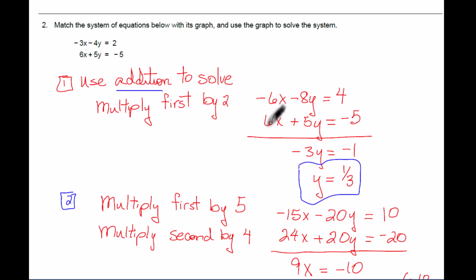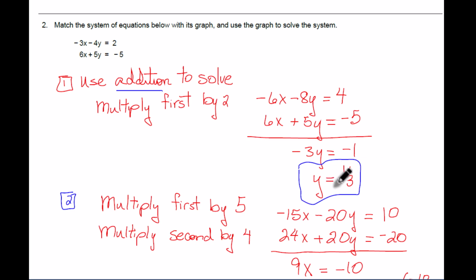All right, so add them up. I've got minus 8 plus 5. That's a minus 3. 4 add a minus 5 is a minus 1. And now divide both sides by minus 3. Okay, got that. And so I find out that the y value is 1/3.